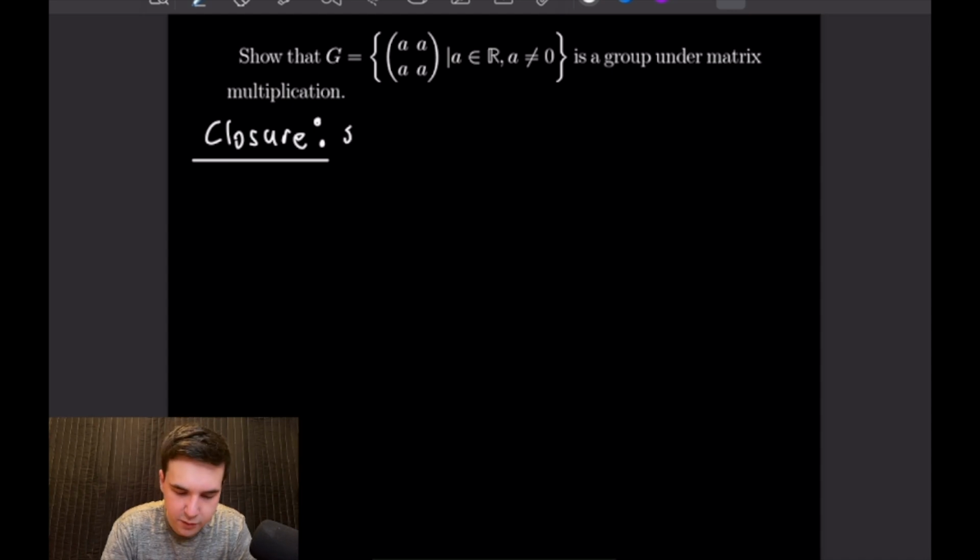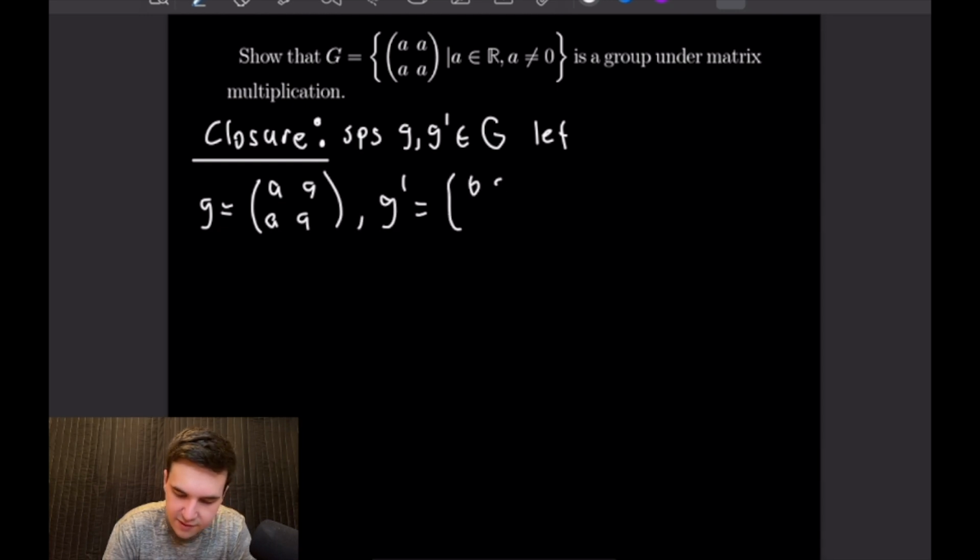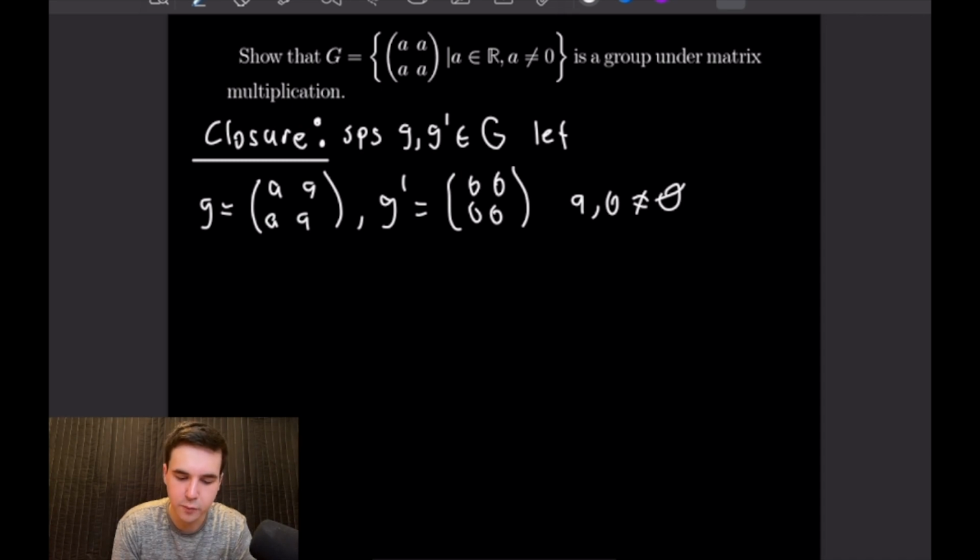So what we're going to do is suppose that we have 2 elements from our set G. Let's call one little g, and call the other one g prime, and they will be in our big G. And then we're going to let our g's equal the following. We will have little g equal to the 2 by 2 matrix of just A's. And then we will have g prime equal to the 2 by 2 matrix of just B's. And then we need to add this condition on the end that A and B are both not equal to 0 in order for these to be properly elements of our group G.